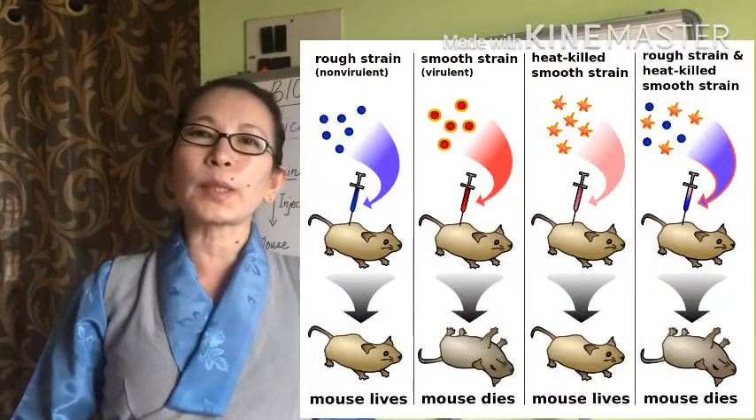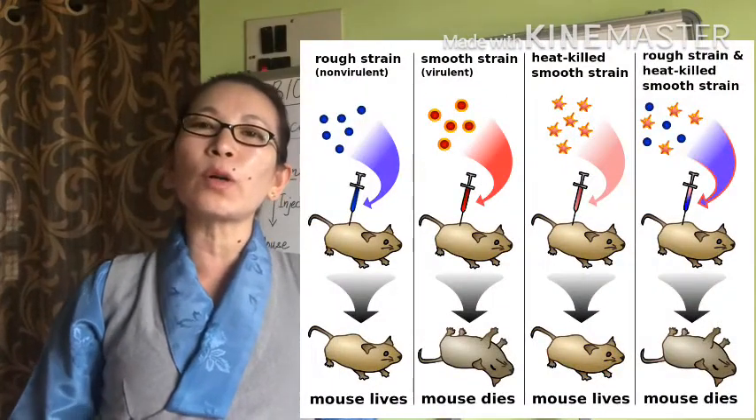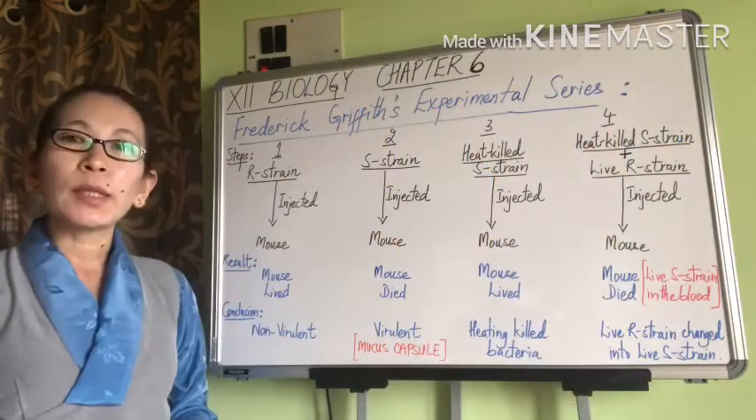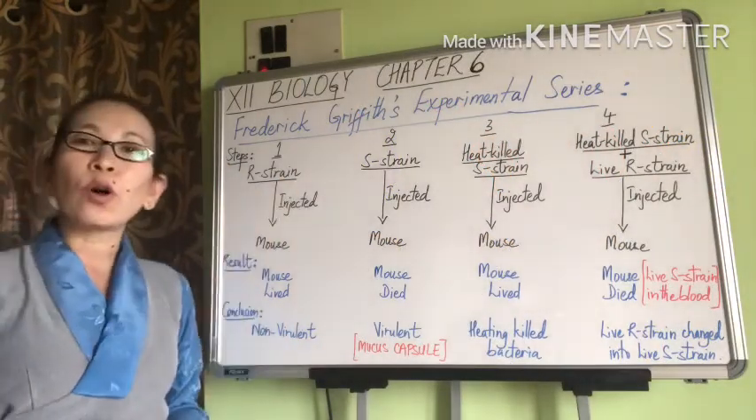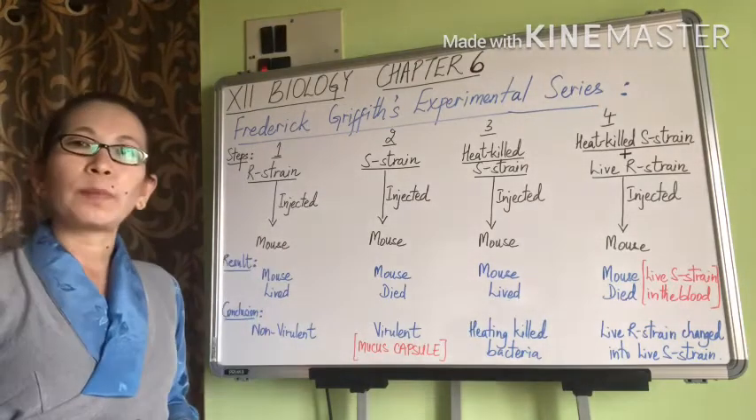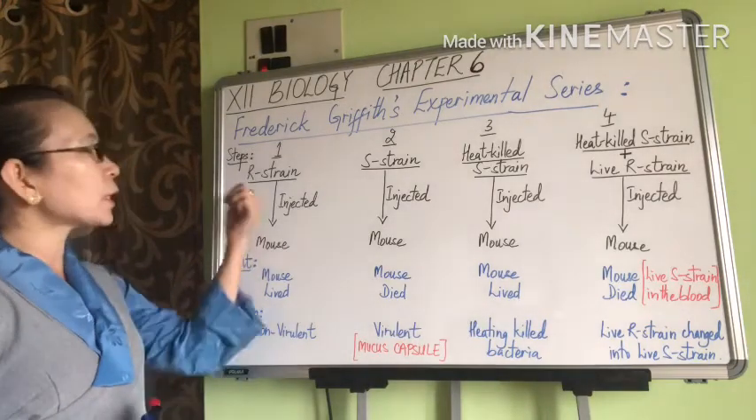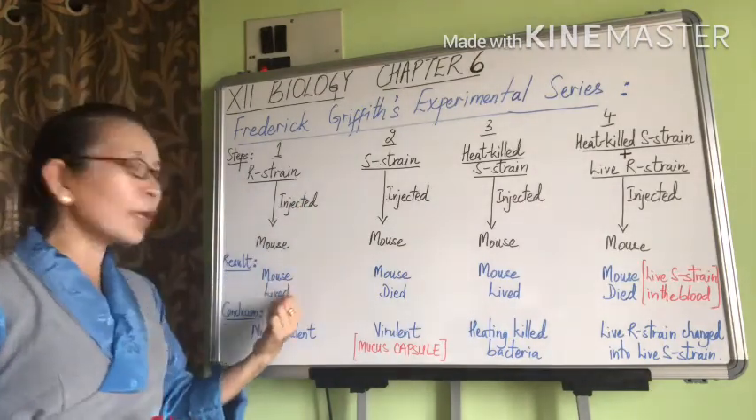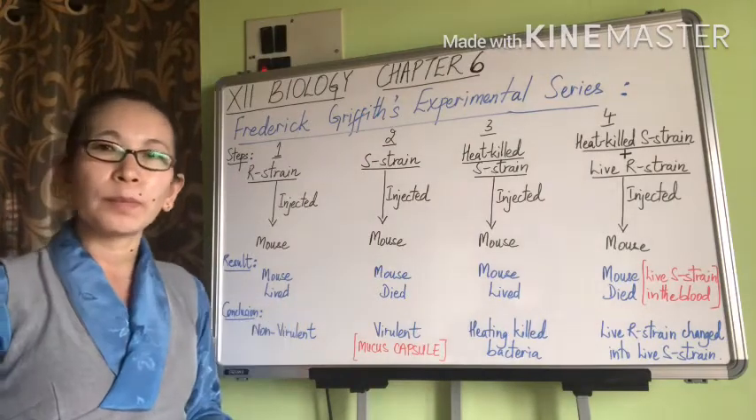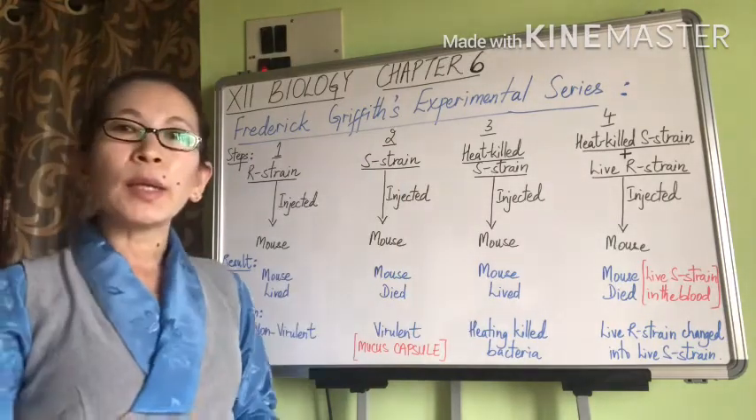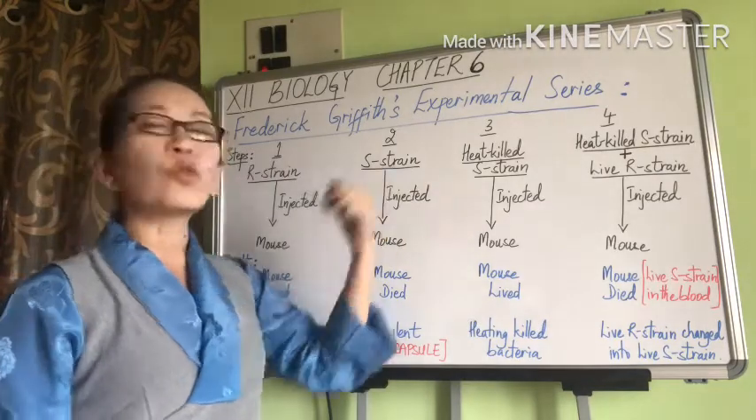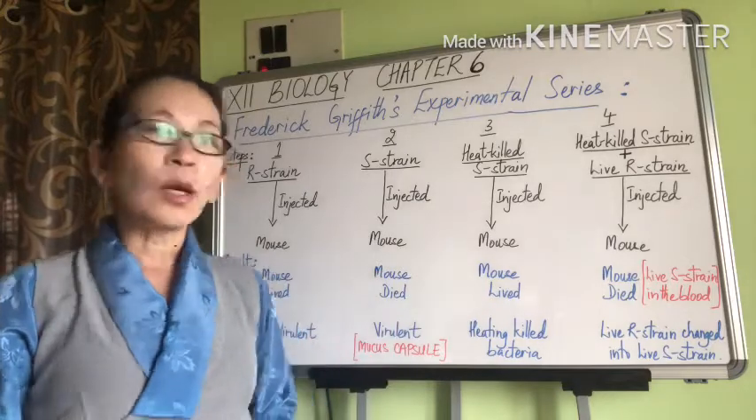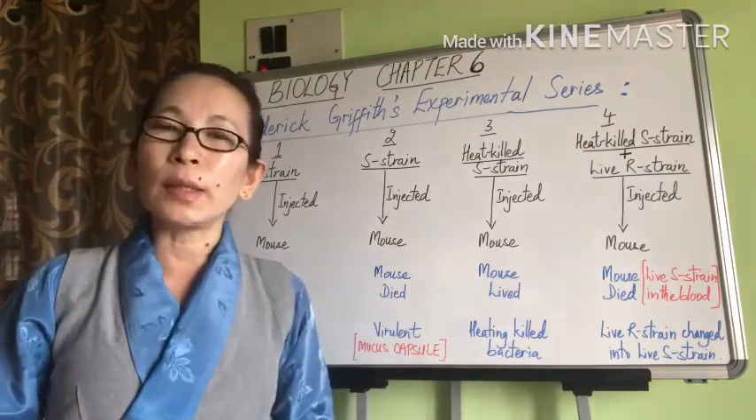Griffith conducted a series of experiments in order to study the effect of Streptococcus pneumoniae on mice. So in his first experiment, he injected R strain Streptococcus pneumoniae into the mouse. And what he noticed was, on injecting R strain, such mice did not become sick and they were all able to survive, or they lived. Whereas in his second experiment, he injected the mouse with S strain bacteria. And when S strain bacteria were injected into the mice, all of these mice developed sickness and eventually they died.